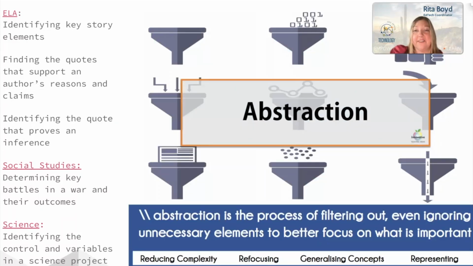The next component of computational thinking, I skipped one, is abstraction. So oftentimes students are doing this and they don't always have the vocabulary to describe what they're doing. So abstraction is the process of filtering out unnecessary elements or unnecessary information so that you can really focus on what's important. Going back to that writing example, when we're doing persuasive writing, we're looking for quotes to back up our point or back up our idea.